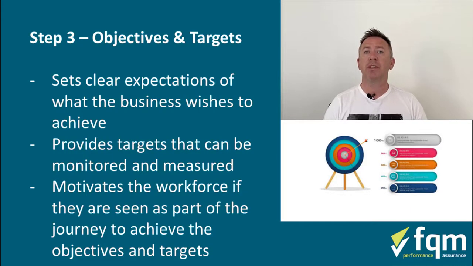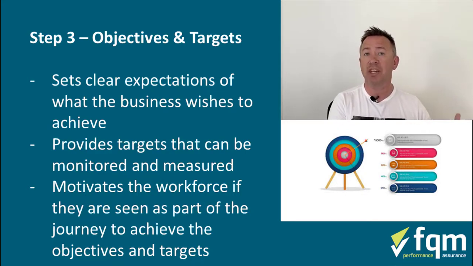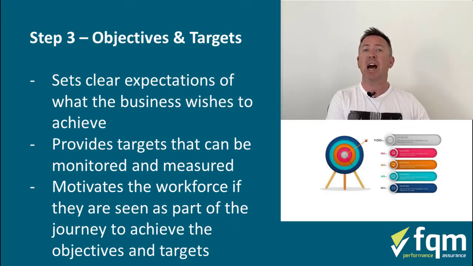Step 3 is objectives and targets. It's extremely important to have objectives and targets. Set clear expectations of what we want to achieve within our business. Provide these targets to our individuals, our business departments, our teams. It may be that we have high-level objectives that get cascaded down, but it's important that people working within our organisation understand how they contribute to these high-level objectives, therefore cascading them down into more manageable targets that are trying to be achieved inside departments and teams, and how individuals contribute to them is extremely important.